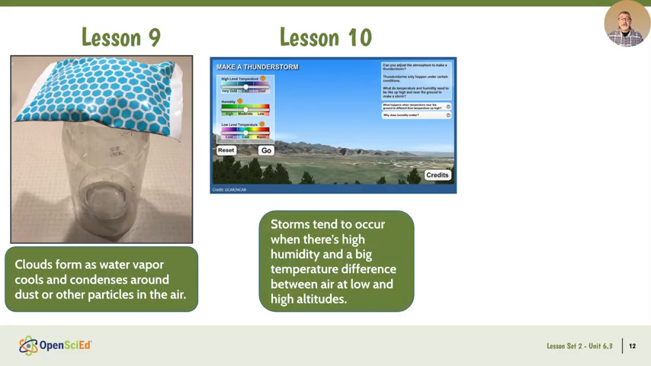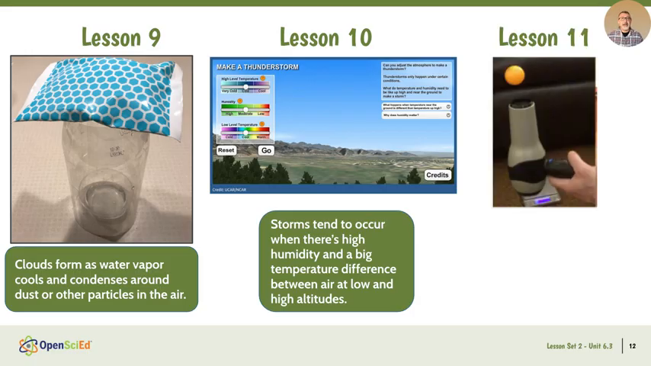So in lesson 10, with the aid of a simulation, we figure out that stronger storms tend to happen when there's a bigger difference between temperatures near the ground and temperatures higher in the atmosphere, and when there is higher humidity. The simulation also shows that in bigger storms, the clouds tend to grow taller into the sky, which leads us to wonder whether that has something to do with whether hail forms or not. But we're still wondering why water or ice isn't falling from the sky all the time.